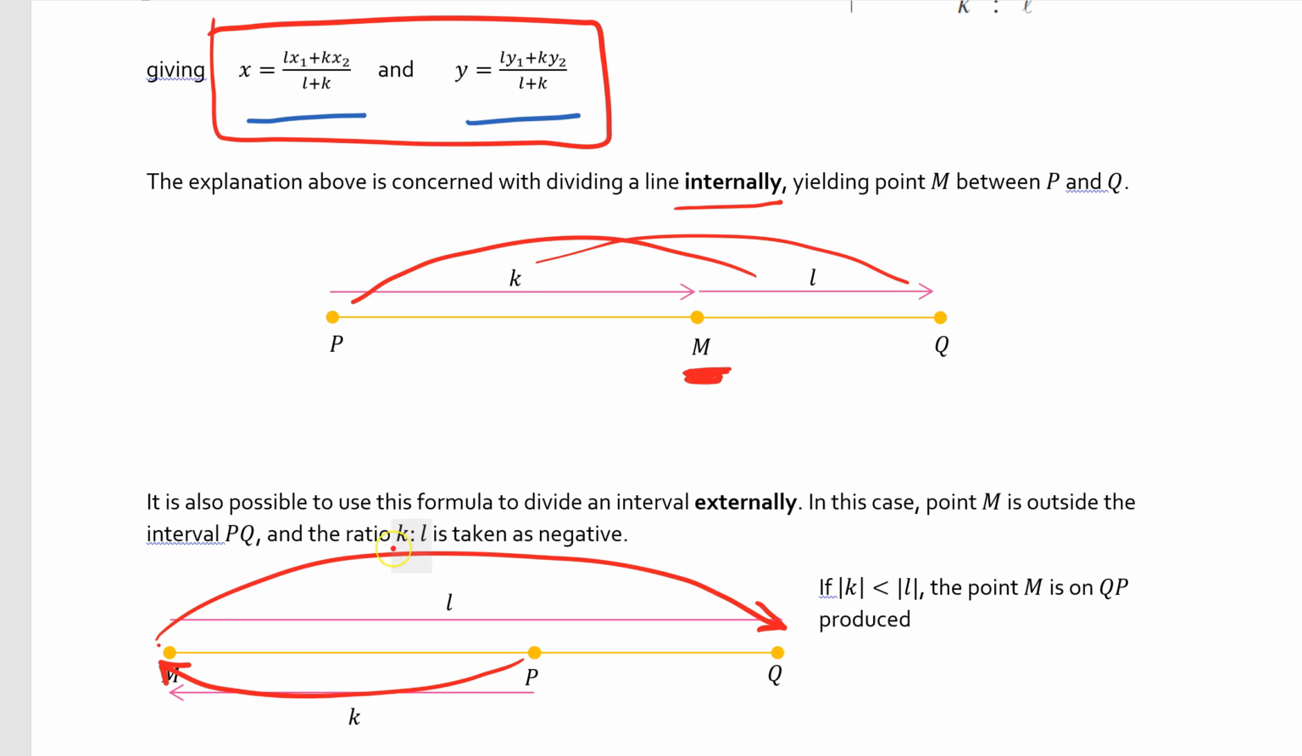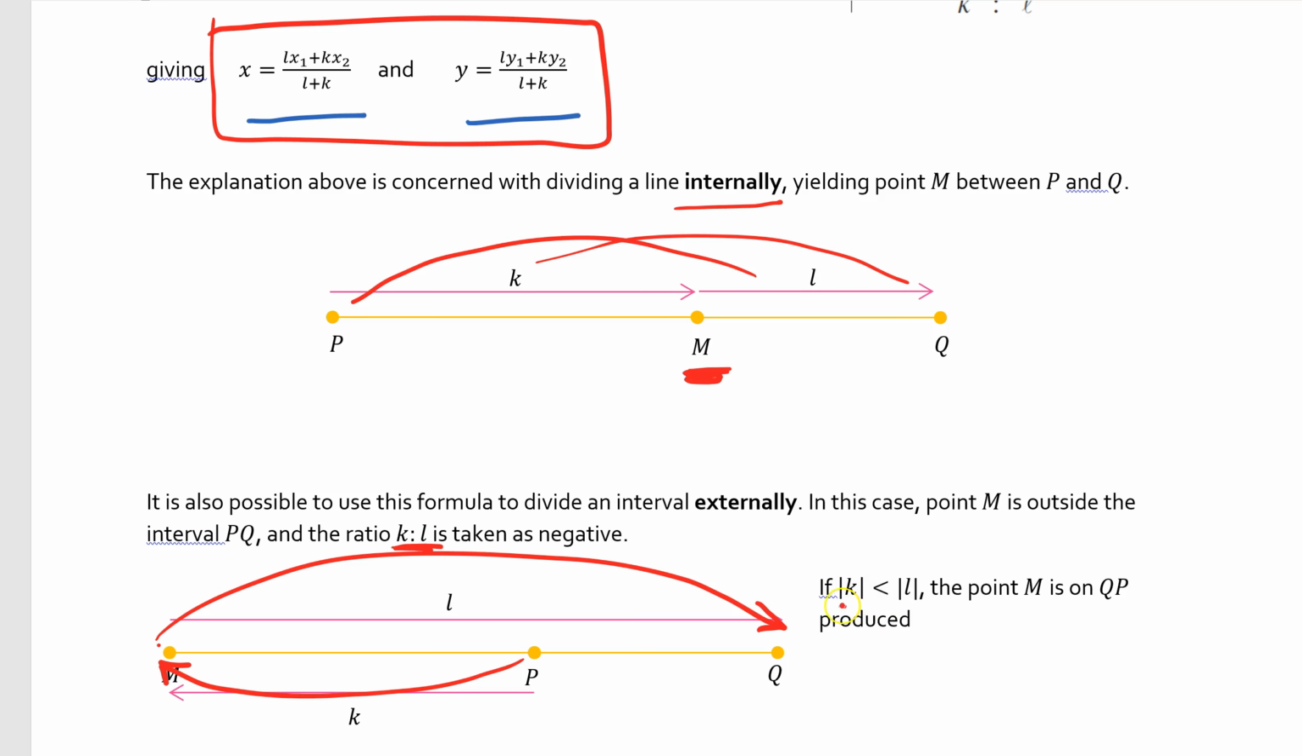the ratio is taken as a negative, and it doesn't really matter which one I take as the negative. Now for me, logically I would take K as negative because I'm going to the left and L as positive, but it makes no difference to your answer.